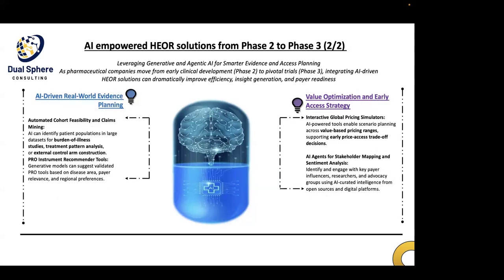Similarly, AI driven real world evidence planning. AI can identify patient populations in large data sets for burden of illness studies, treatment pattern analysis, or external control arm construction.